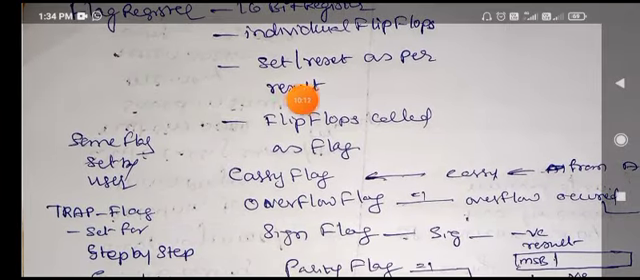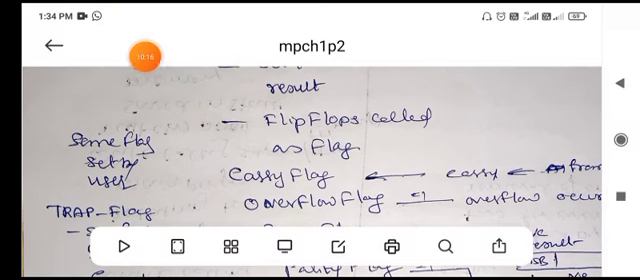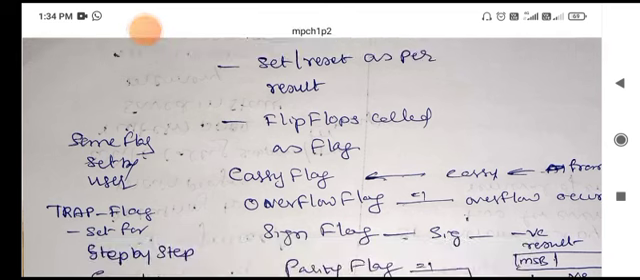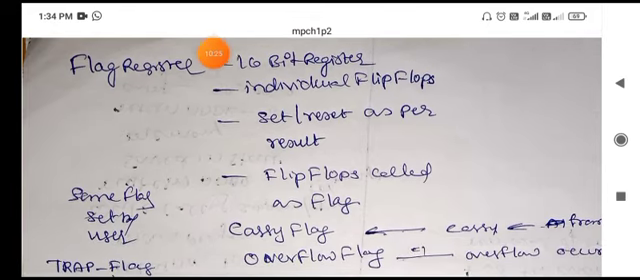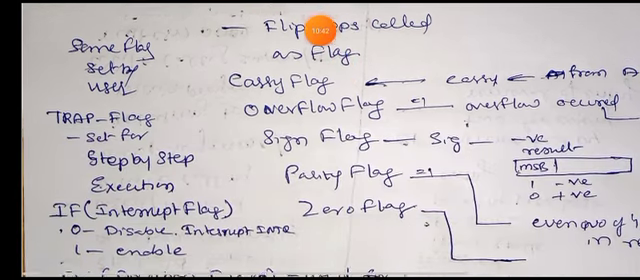Now coming to the flag register. What is the flag register? The flag register is a 16-bit register. It is made of individual flip-flops. Flag register is nothing but individual flip-flops. They are set or reset according to the result. Right? These flip-flops are called flags. Right? So what are the flags we see here?